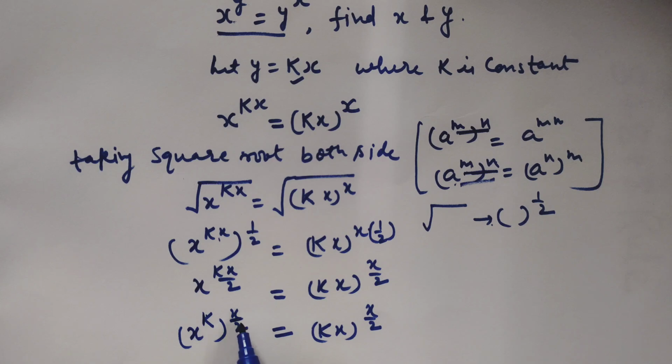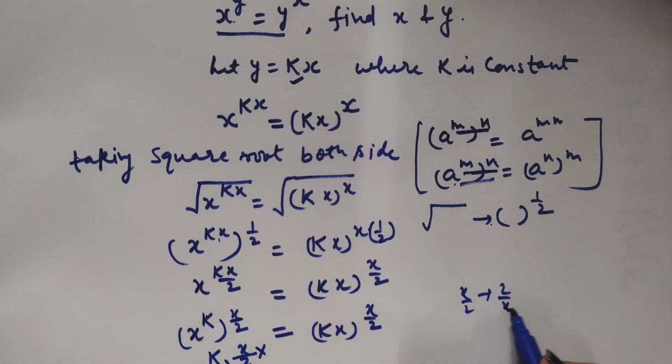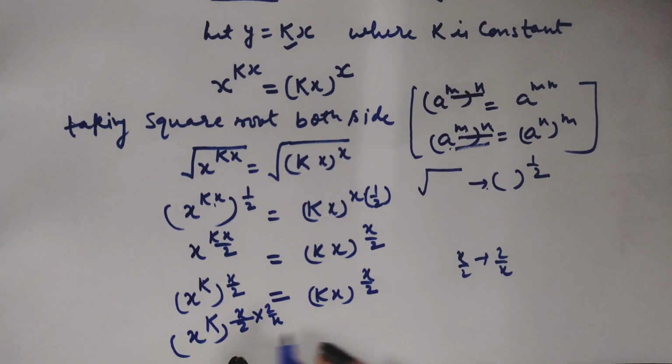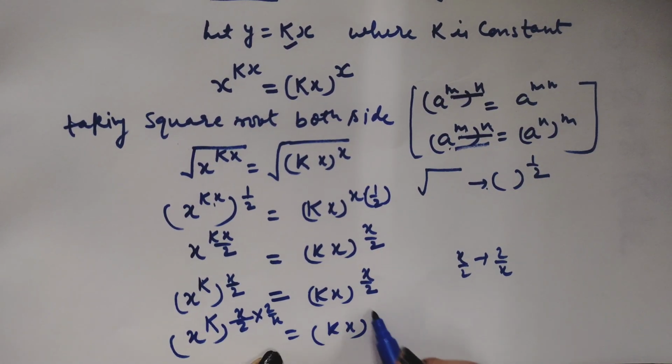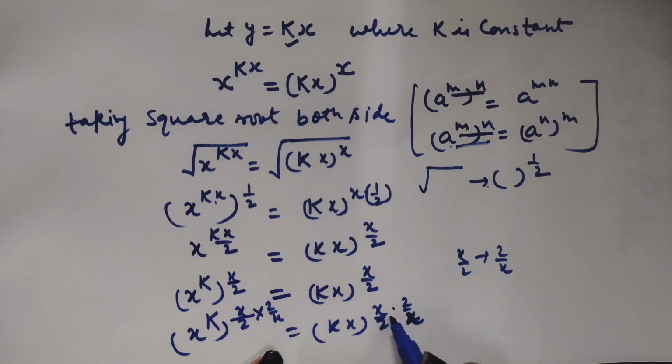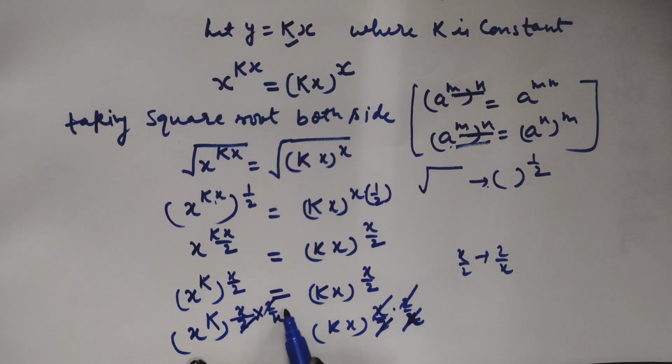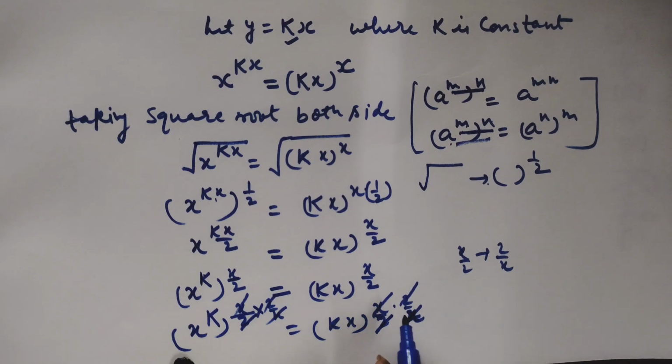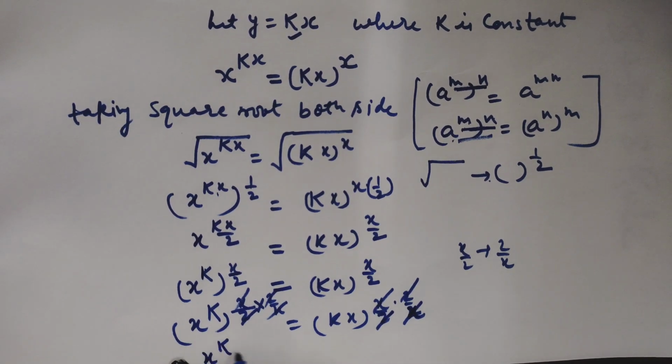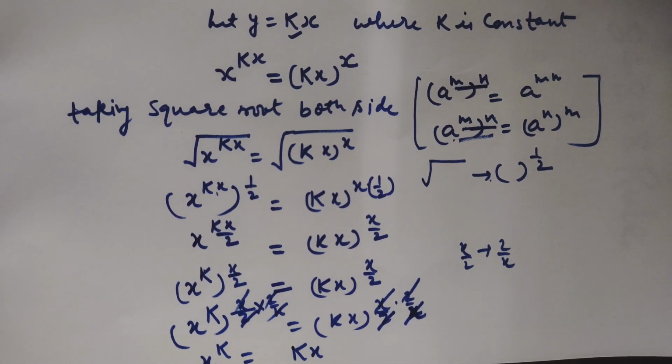To remove this power, we multiply by the reciprocal of x/2, which is 2/x, on both sides, in the power of both the left and right hand sides. The 2 cancels and x cancels, so on the left hand side we have x^k, and on the right hand side only kx remains.